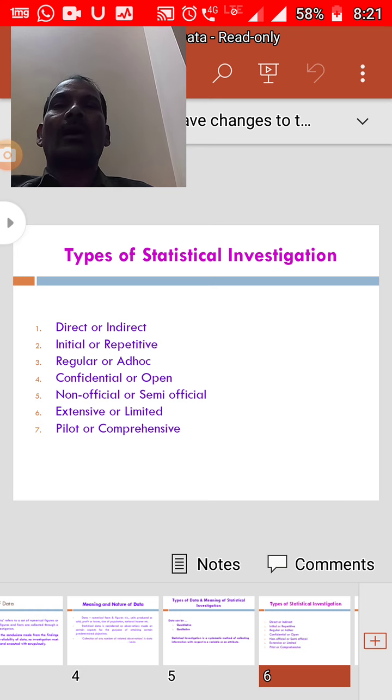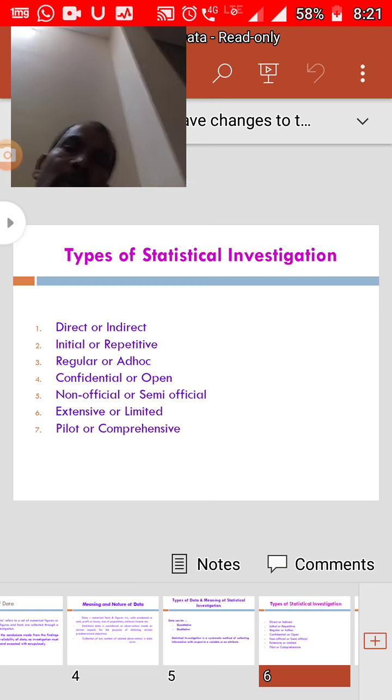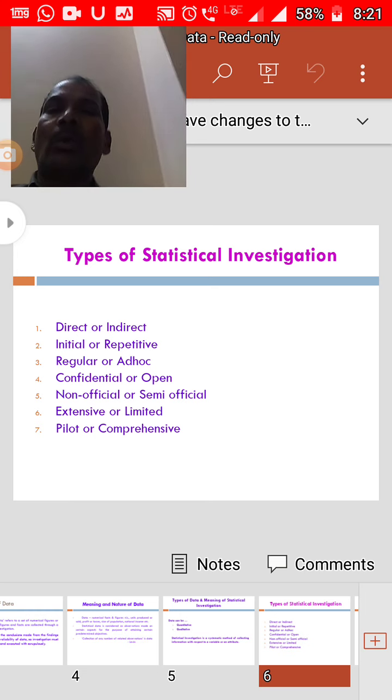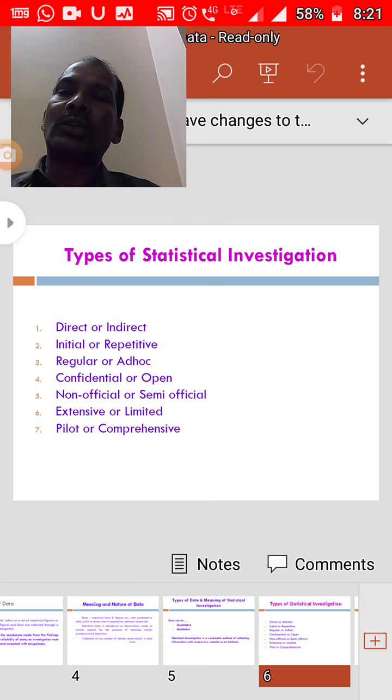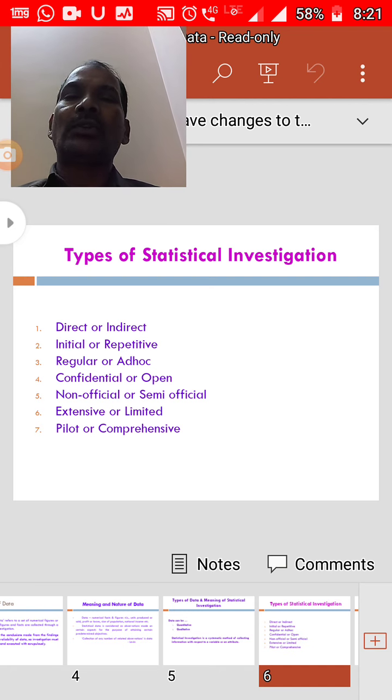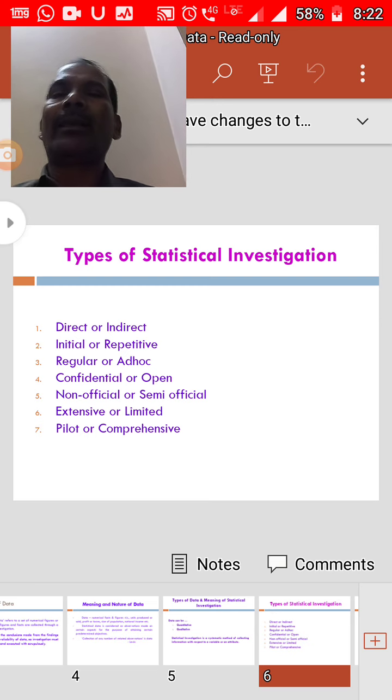Confidential investigations are purely meant for private purposes. They won't be disclosed; they intentionally hide the content. On the other hand, in non-confidential or open investigations, there is no hiding of data or investigation purpose. The investigation is conducted publicly, so it is called an open statistical investigation.